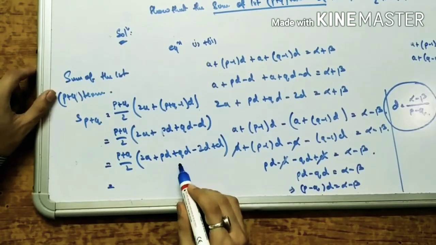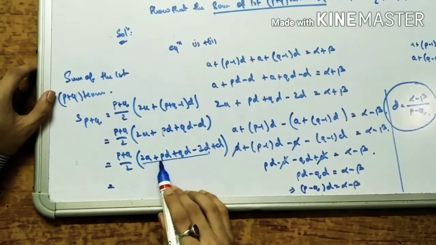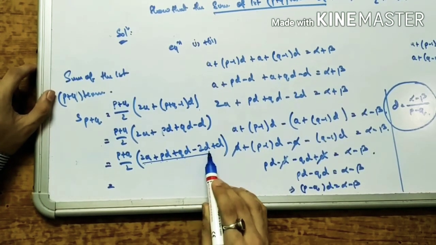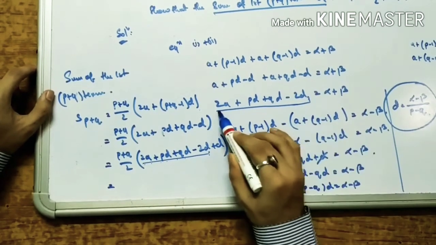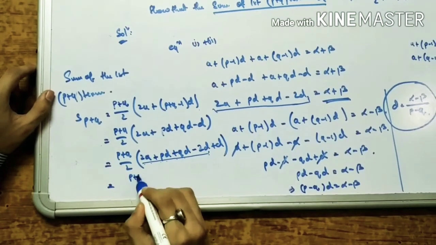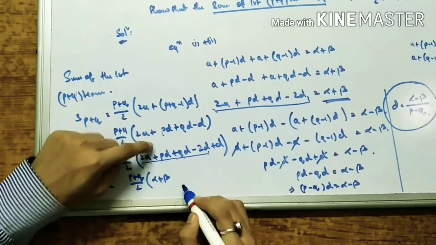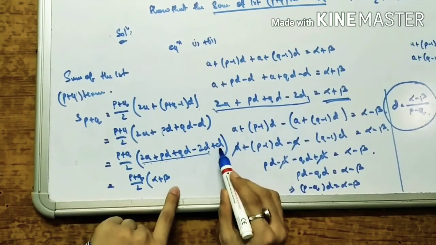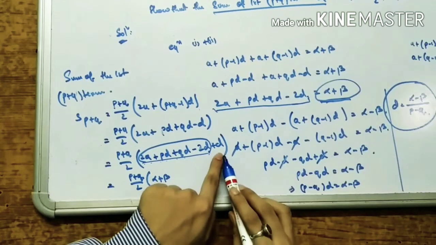Okay, I can write it in this way. Now you see this part, twice A plus PD plus QD minus twice D. This is what? Twice A plus PD plus QD minus 2D. This part is what? Alpha plus beta. So alpha plus beta I will put in here, (P plus Q) by 2. This will be alpha plus beta. Understand? And again plus D there, no? Only this part is alpha plus beta, and plus D there.